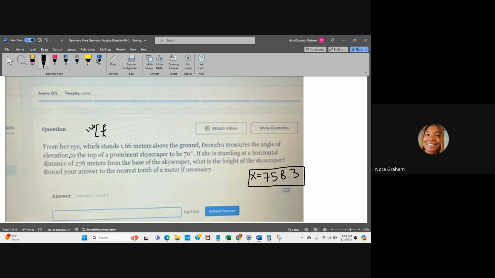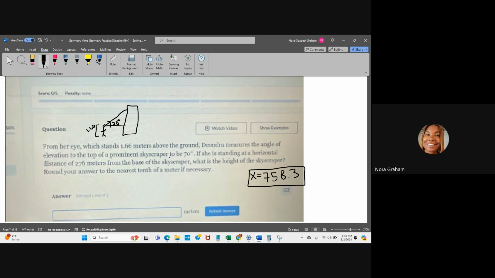Deandra measures the angle of elevation. Angle of elevation is when you're looking up. Okay. So she's looking up like this. All right. And of course, she's looking at a skyscraper. So it's just like a building or something like that. Okay. So she's kind of looking like that. Right. So the angle of elevation is going to be right here. And that was said to be 70 degrees. Okay. Got that annotated in there.